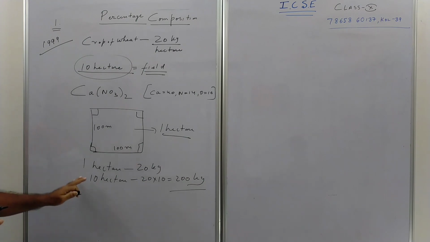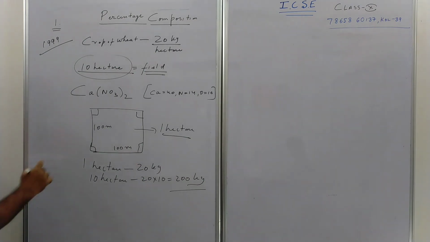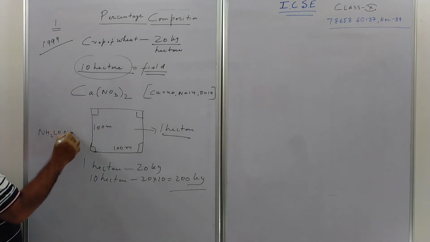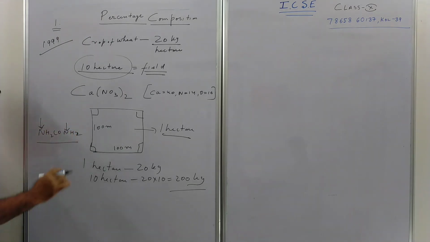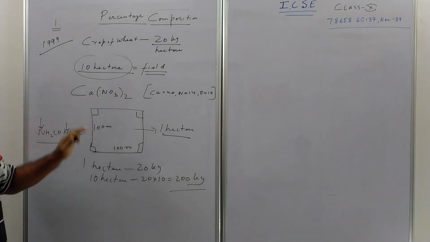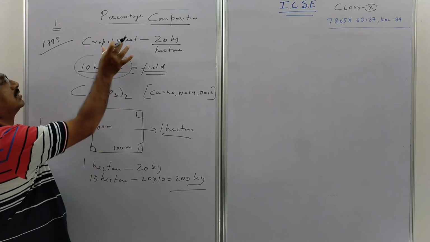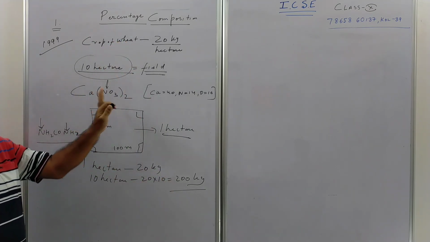Okay. So how much calcium nitrate? In the previous sum, children, I had solved with urea, NH2 CO NH2. Here I told you the soil is interested only in the nitrogen part. This is a nitrogenous fertilizer. Another nitrogenous fertilizer is calcium nitrate. Where the soil is interested in nitrogen, you can see wheat requires this much nitrogen. Wheat is not much interested in calcium and oxygen.